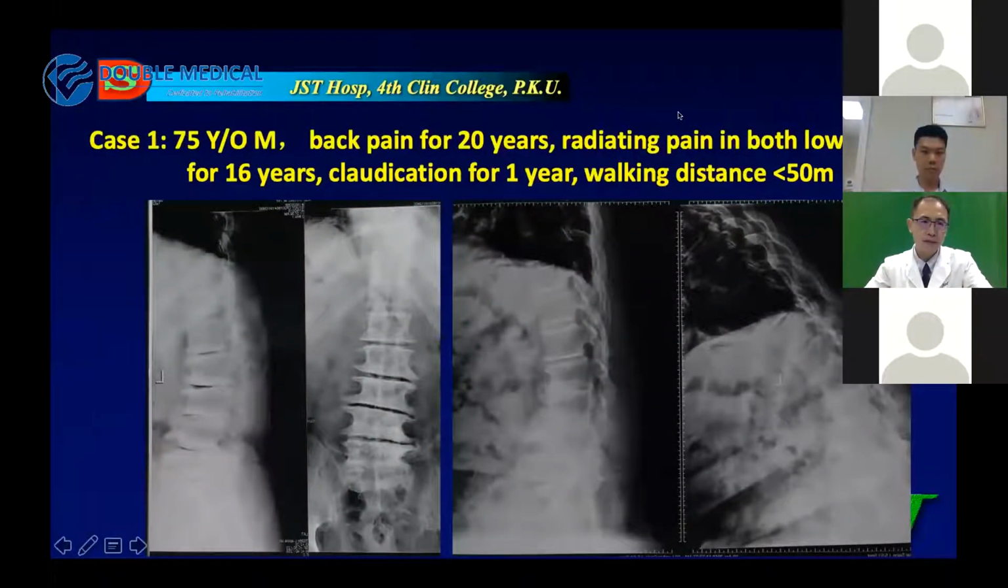The first case is a 75-year-old male who complained of back pain for 20 years, also radiating pain in both lower limbs for 16 years. In the past 1 year, he complained of severe claudication with walking distance of less than 50 meters. This is the X-ray film of this patient, which shows very severe degenerative changes in all the lumbar levels, and also a loss of the lordosis.